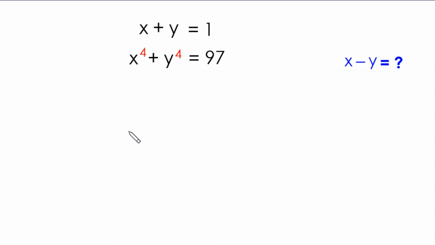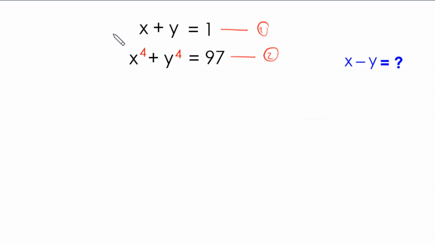Hello everyone, you are welcome to how to solve this very nice system of equations. x plus y is equal to 1 and x to the power 4 plus y to the power 4 is equal to 97. Our job is to find all possible values of x minus y. So let's start. Let's call this equation number 1, this equation number 2.